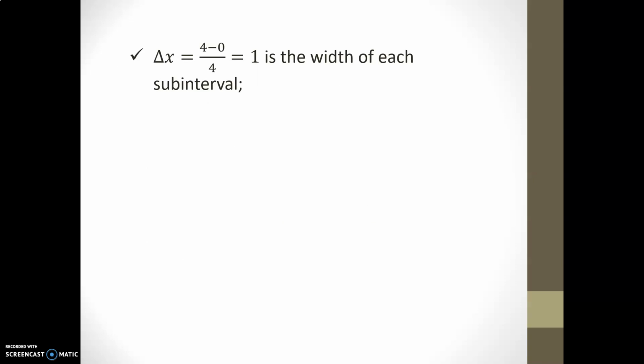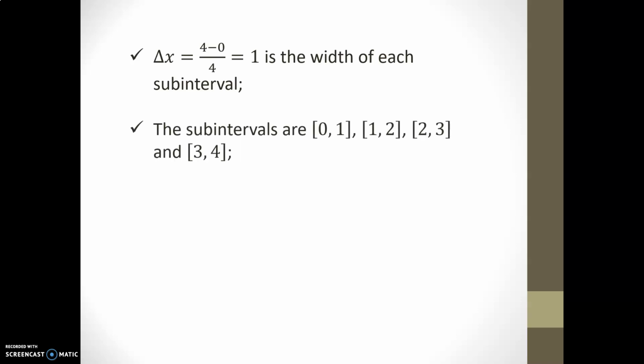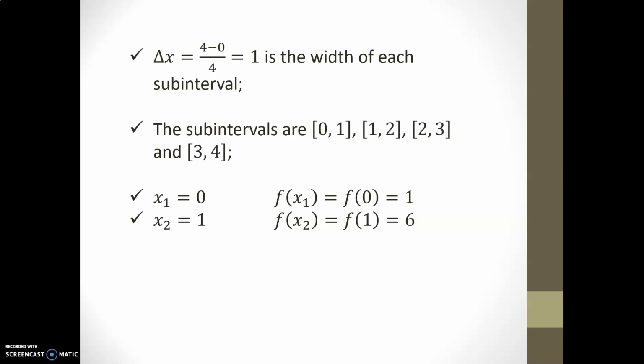This is the width of the interval divided by the number of subdivisions, so 1. The subintervals are therefore 0 to 1, 1 to 2, 2 to 3, 3 to 4. They will act as the base of each rectangle. So in the first interval, 0 is the left-hand bound, and the function's value is 1. In the second subinterval, 1 is the left-hand bound, and the function's value above this point is 6.